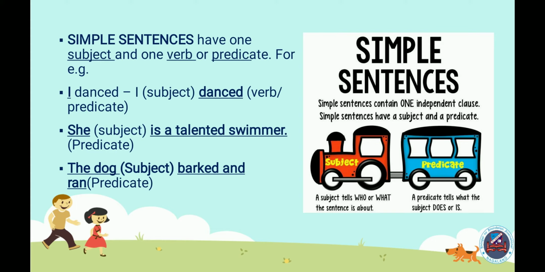Next, she is a talented swimmer. Here the predicate is a talented swimmer, which helps us to understand what the subject does. Lastly, the dog barked and ran. Here the predicate barked and ran helps us to understand what the subject did.